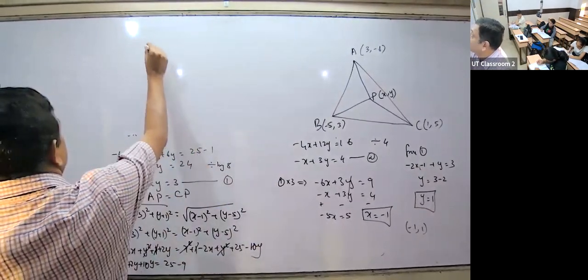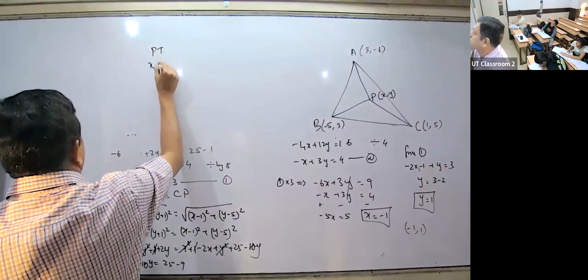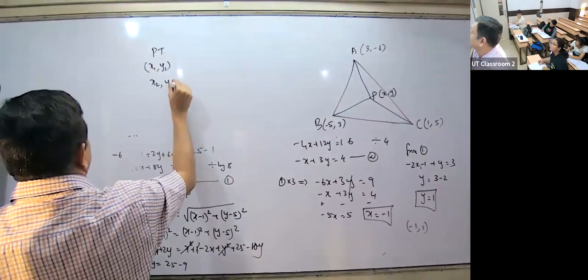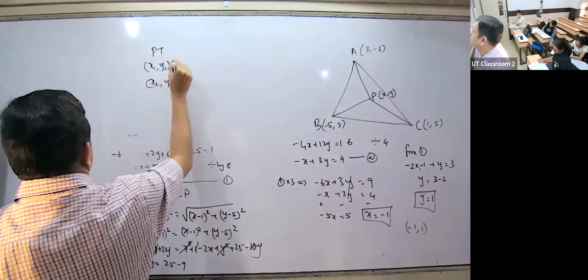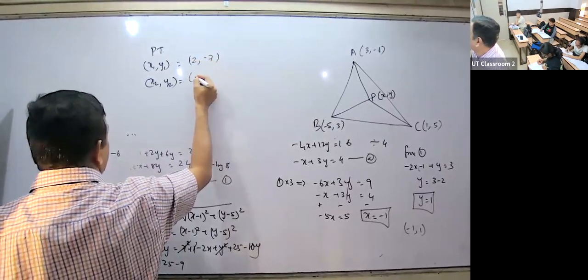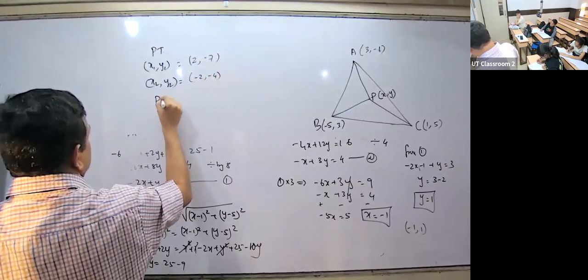BT: (x1, y1) and (x2, y2). (x1, y1) is how much? 2 comma minus 7. T is how much? Minus 2 comma minus 4. Find out BT, all of you, without mistake.